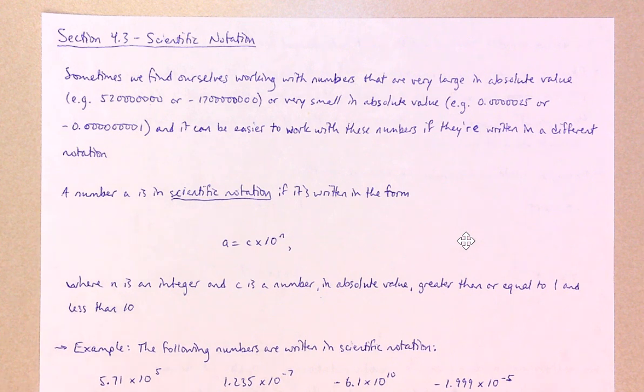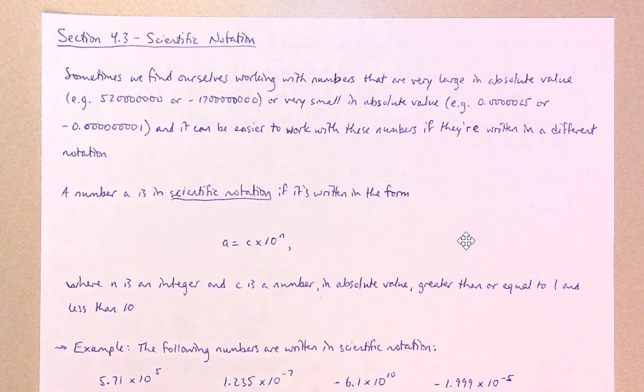Sometimes we find ourselves working with numbers that can be very large in absolute value. Those are large positive and large negative numbers, like say 520 million, or 2.7 billion, or negative 1.57 trillion, or something like that.